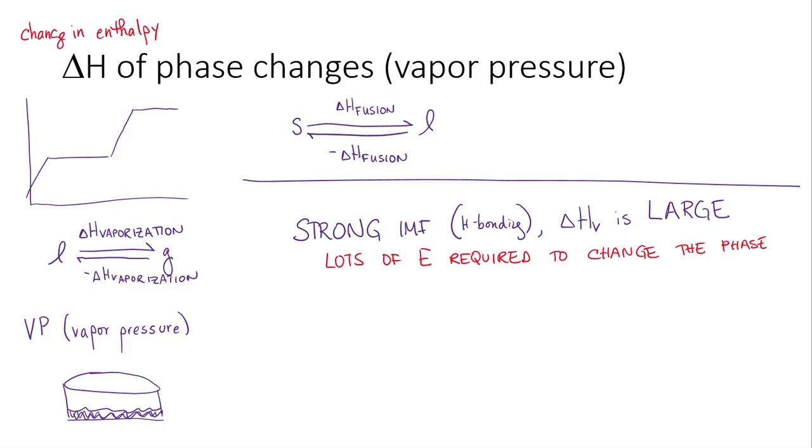And if you have that strong intermolecular force, you should have low vapor pressure. Again, the vapor pressure is basically the amount of vapor above the surface of the liquid. If a molecule evaporates very, very readily, it's going to have a higher vapor pressure.